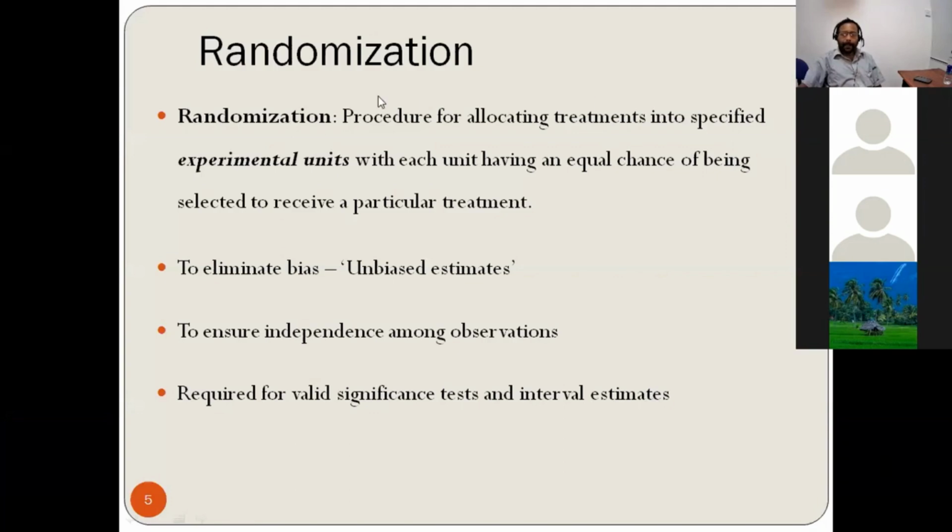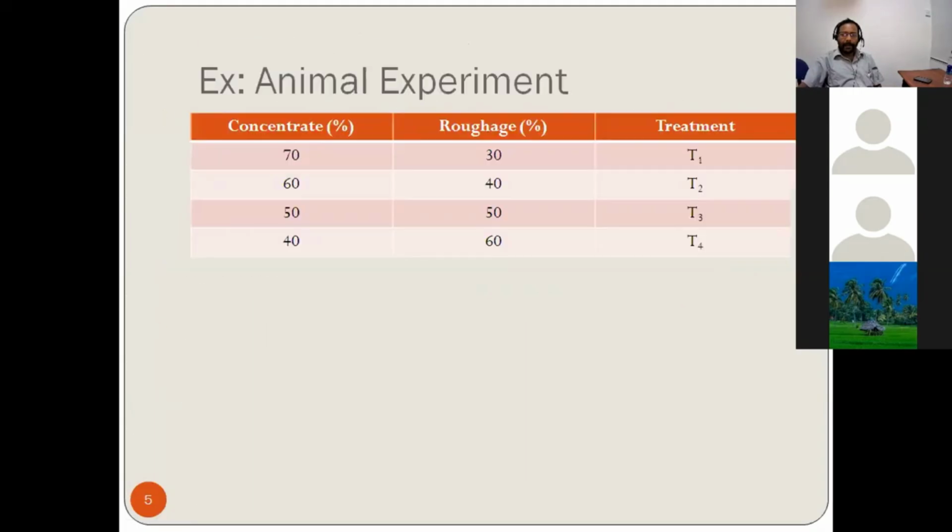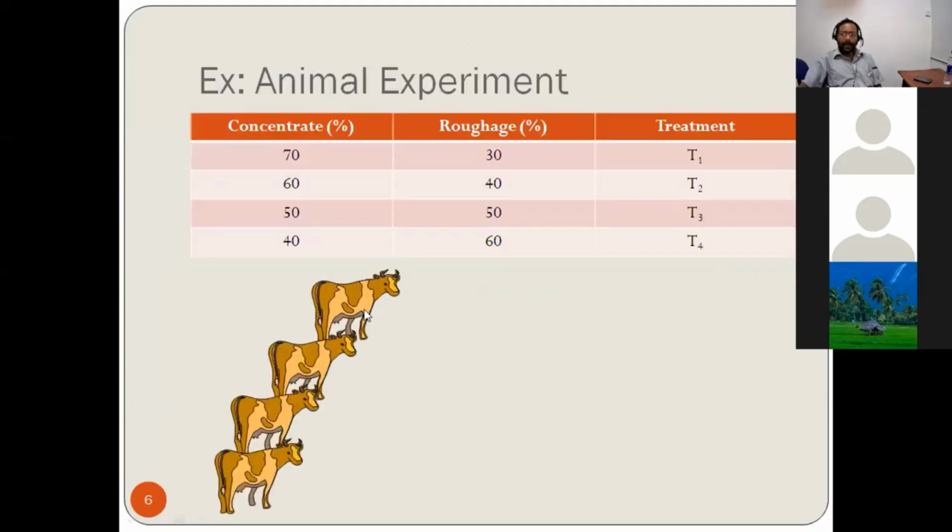Fine. So basically, randomization is the pattern by which we allocate the treatment to the experimental unit. I want to explain this experimental unit. Look at the previous example. An experimental unit is the unit to which a treatment is uniquely applied.